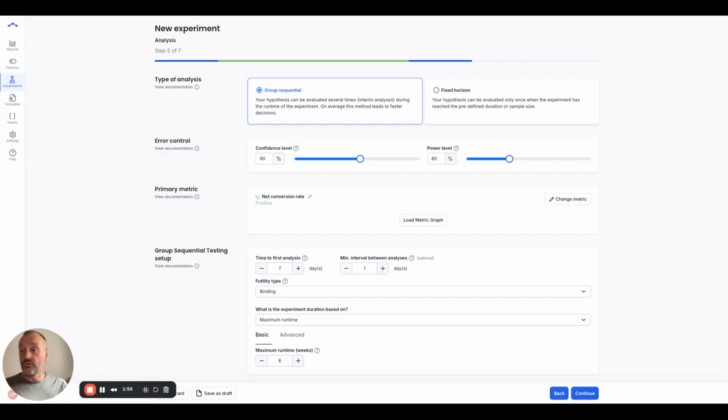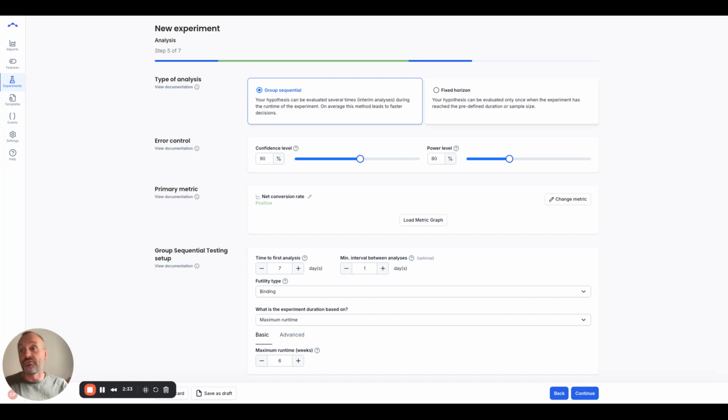Once you've done that, you can also specify how often you want analysis to happen after that one. This is done by specifying the minimal interval between each of those analyses. You need to find a value that works for you. If you run analysis too often, then you lose power. So the more analysis you run, the more power you lose. But if you don't run them often enough, then you might be missing an opportunity to make an early decision. Group sequential is all about minimizing the time to decision. So it's really important to get it right.